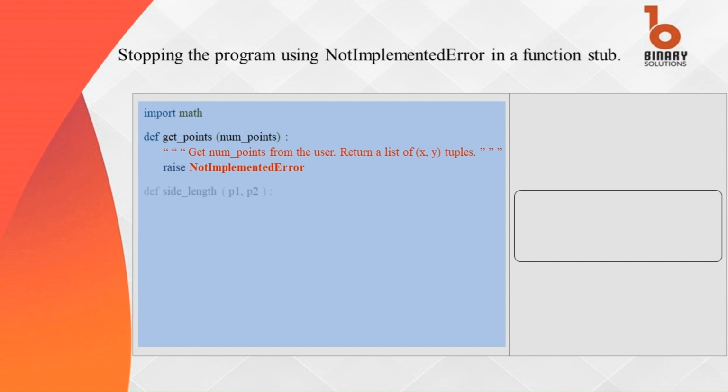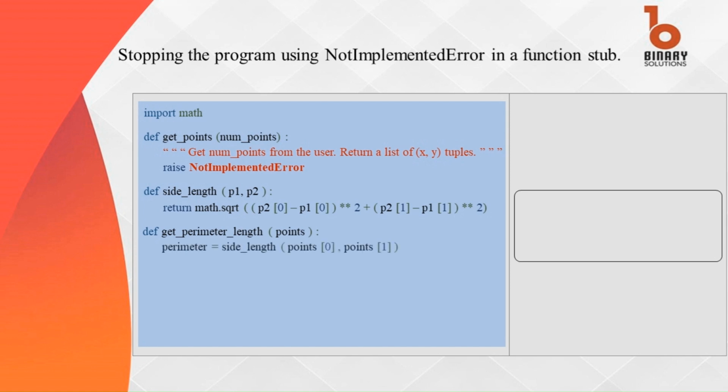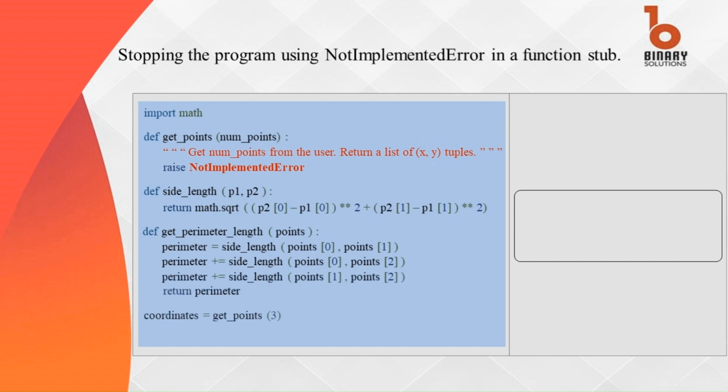The side length function calculates the distance between 2 points using the distance formula involving math.sqrt. The getPerimeterLength function takes a list of 3 points, calculates the lengths of the 3 triangle sides using side length, and sums them to return the perimeter. The program aims to calculate the perimeter of a triangle using 3 points provided by the user.